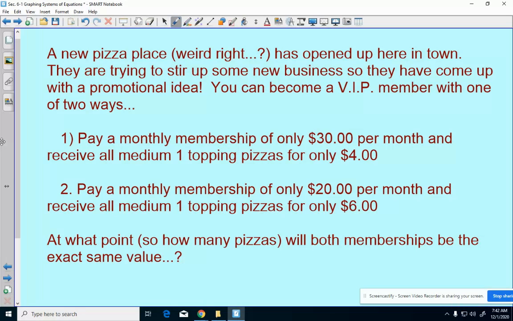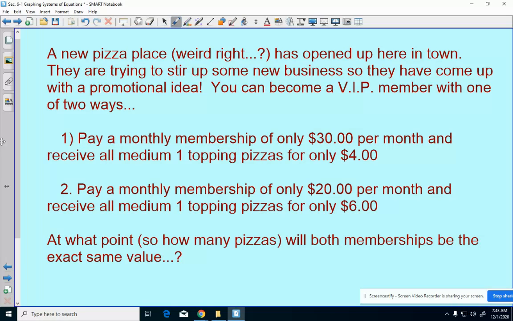So you have two choices. You can pay me a monthly membership of $30, and you can get all the one-topping pizzas you want for only $4 apiece, as many as you want. It doesn't matter how many each day or in a month. Option number two, you can pay me $20 a month and get all your one-topping pizzas for only $6, and again, you can get as many as you want. So my question is, at how many pizzas will both of these memberships have the same value? Because if your family's anything like mine, we order pizza at least twice a month, and it wouldn't be hard to buy a handful of pizzas if the price was right.